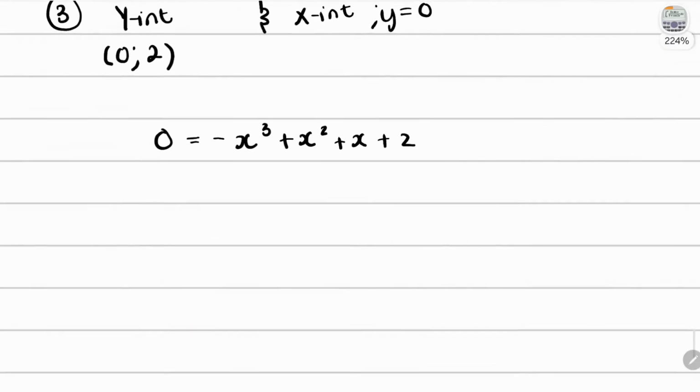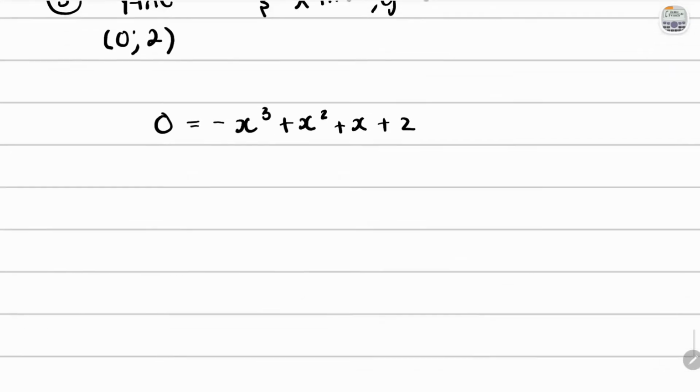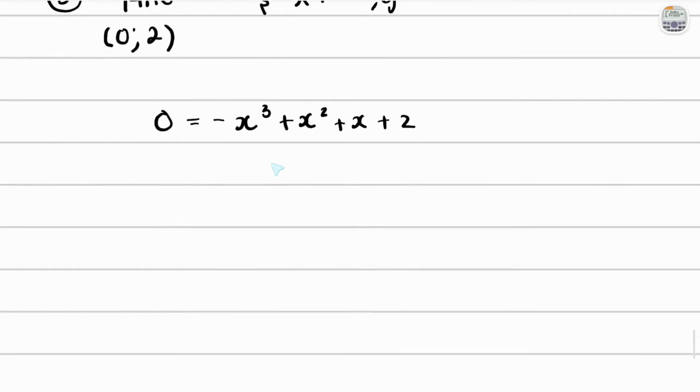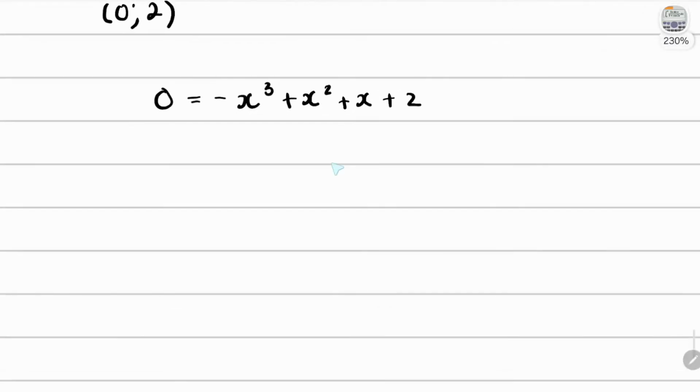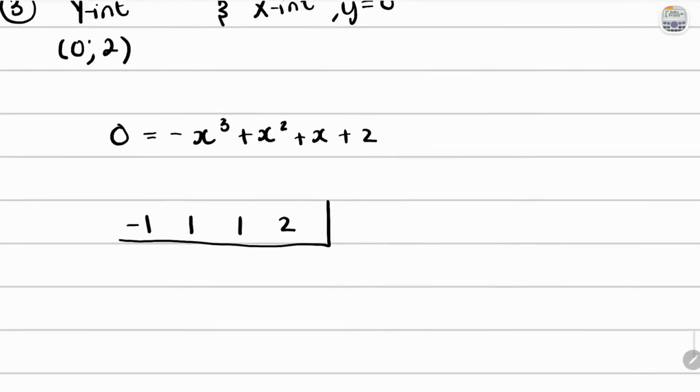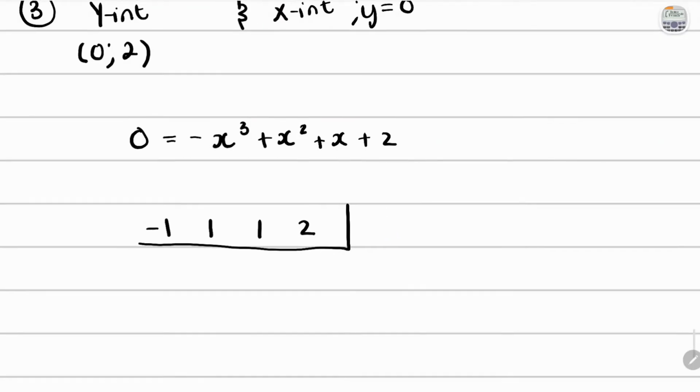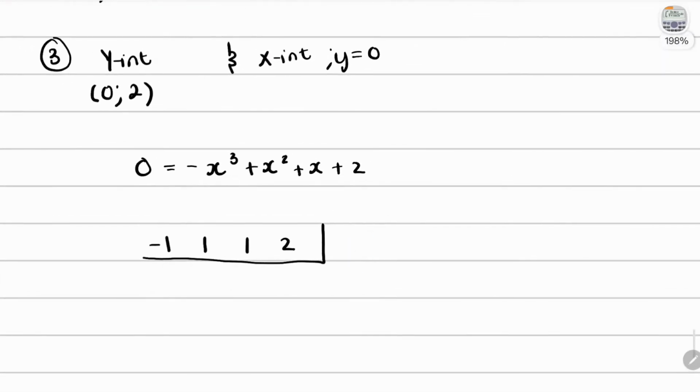Okay, so to factorize this, there are different methods, but here I'm going to use the long division method to find this. Okay, so first we'll draw an L. It's like a backwards L, and we're going to put down the coefficient of each term. So the coefficient of x cubed is negative 1. And then the coefficient of x squared is positive 1, which is 1. And then of x is 1, and then the constant is 2. Now, the number that will go here would be whichever number is a factor of this expression.